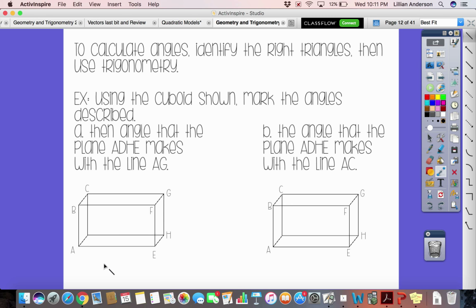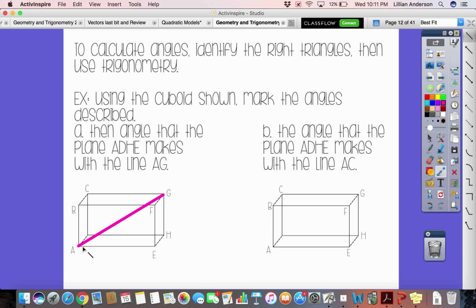Okay. Now, will they always be right triangles? No, but they will be triangles, and the goal is to try to figure out what angle we are exactly looking for here. So for A, we are going to mark the angle that's described. So for the first one, it says the angle that the plane ADHE makes with line AG. Let's start by drawing line AG here. Okay, and we're looking for the angle that it makes with the plane. Well, the plane is right here, down at the bottom. Okay. That is the full plane.